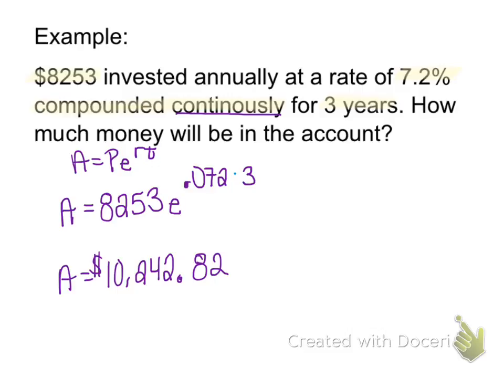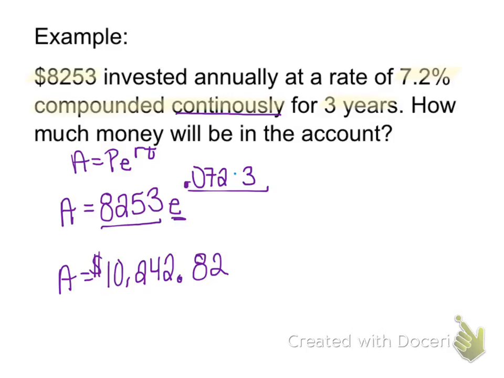Now when you type this into your calculator, you're going to want to type in first your principal, and then you're going to hit second natural log, which is going to be on the left side of your graphing calculator. This will provide you with e to some power, and you can go ahead and type in 0.072 times 3. If you do so correctly, you will end up with $10,242.82 to be had in that account for this investment. This concludes the section on compound interest.